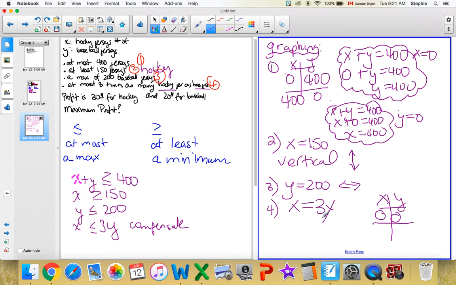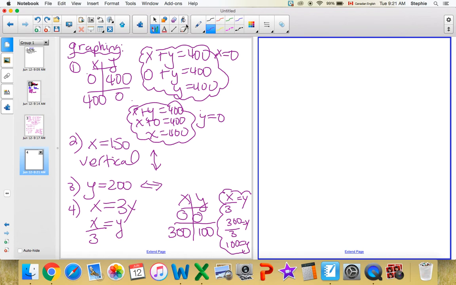You could isolate your Y, so it looks like this. And I said if the denominator is a 3, you go with multiples of 3. So you can do 300. So if X is equal to 300, then you would have 300 divided by 3 equals Y. So that's 100 is equal to Y. And that's just a little recap on how to do that. So your answer would be 100. You actually have enough points to graph this. So I'm going to go graph it on the next screen.